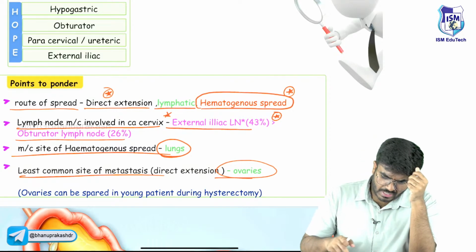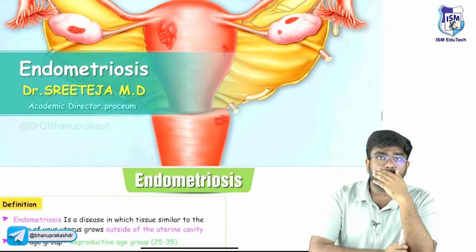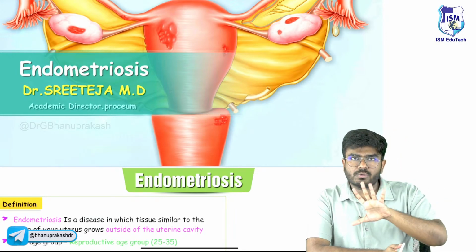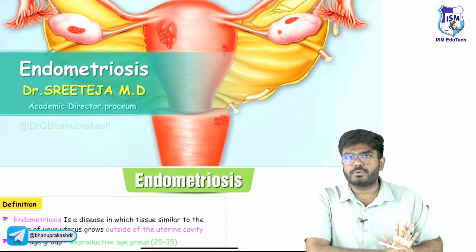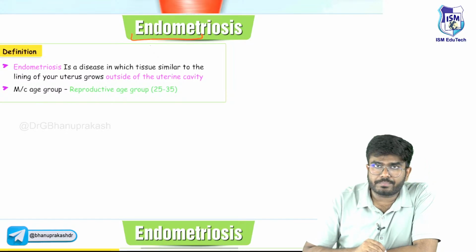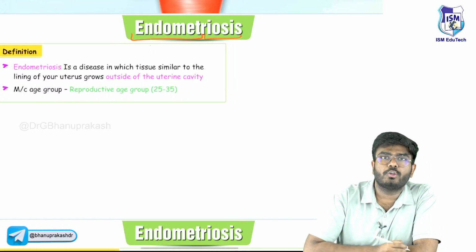Now after that, let me discuss the next topic, which is called endometriosis. What are the important points which you need to know? I will be discussing only the important points. What exactly is endometriosis? In the name itself it's there: endometrium. Endometriosis, a problem with the endometrium.